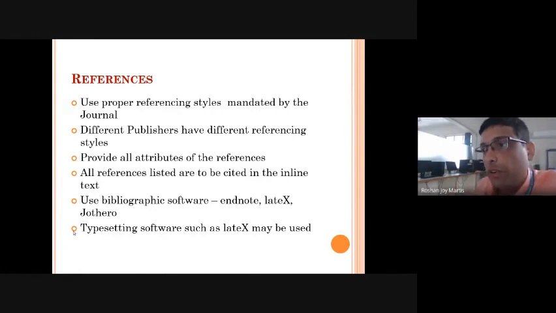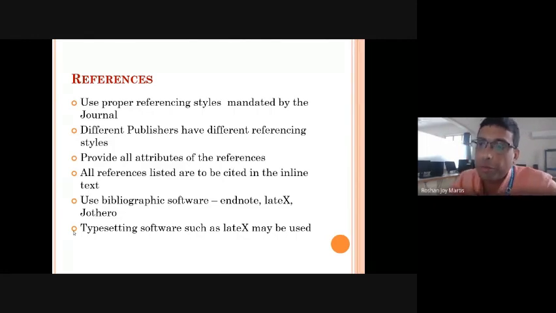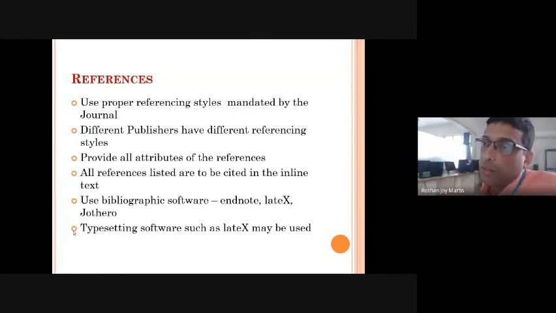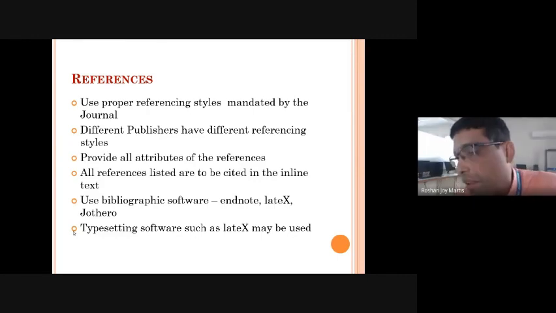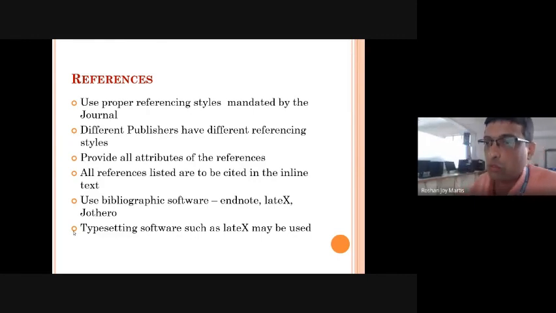For typesetting, you can use LaTeX or any other software. You can install LaTeX on your computer and write the paper. Also, there are some online services, for example Overleaf, where you can write the paper in LaTeX itself online. Your other authors also can update from other places anywhere in the world. Overleaf is a very useful LaTeX tool available online. You need a good internet connection.